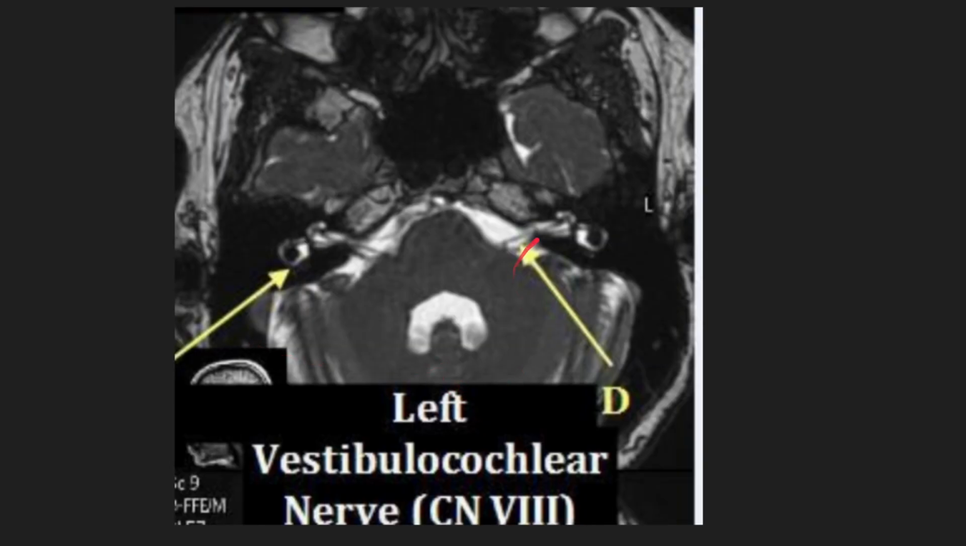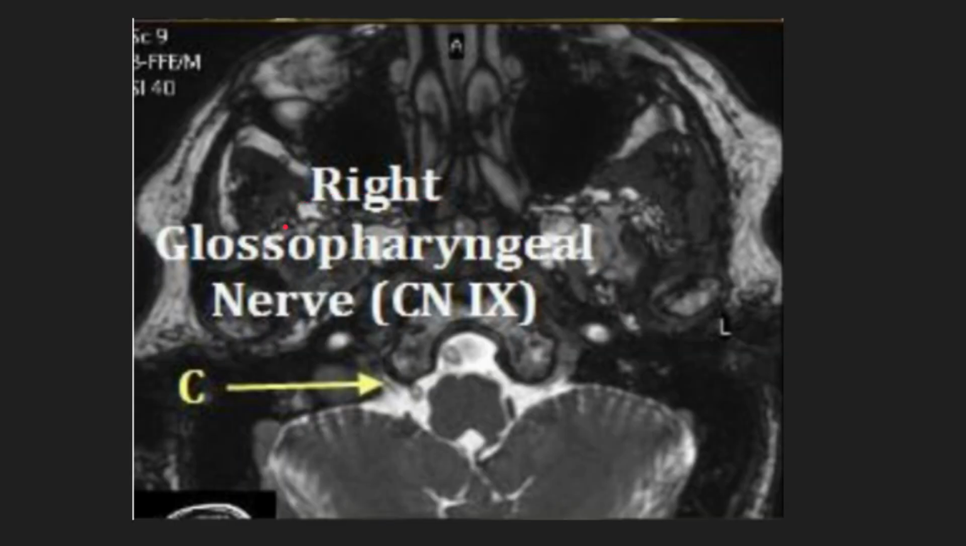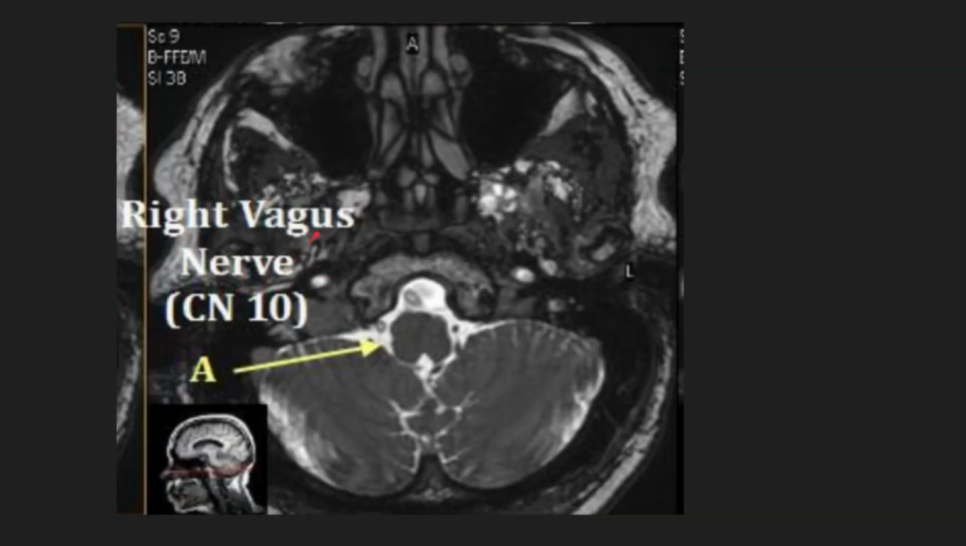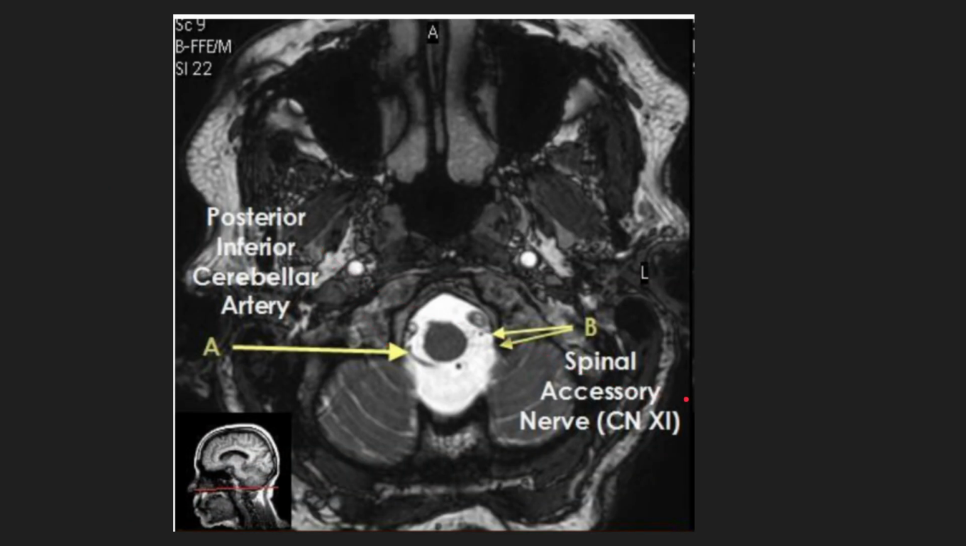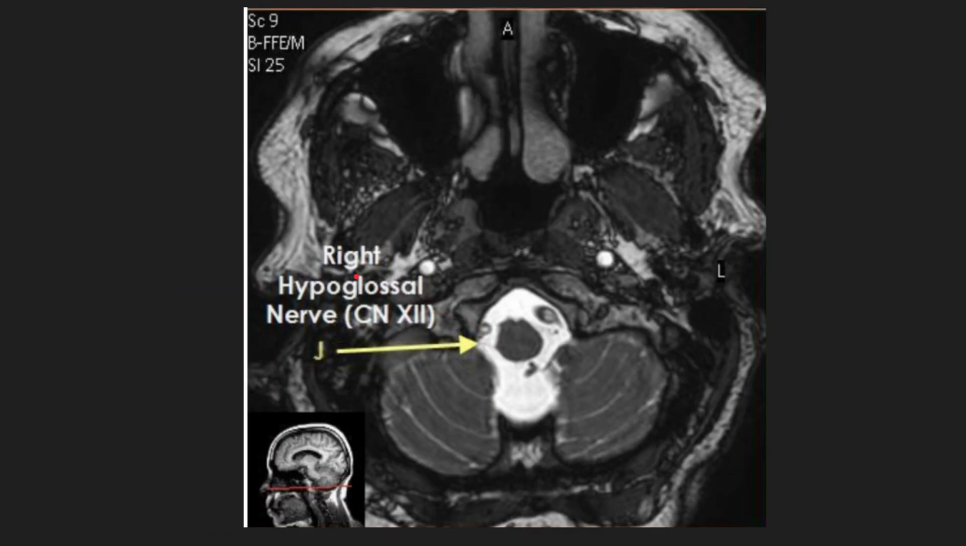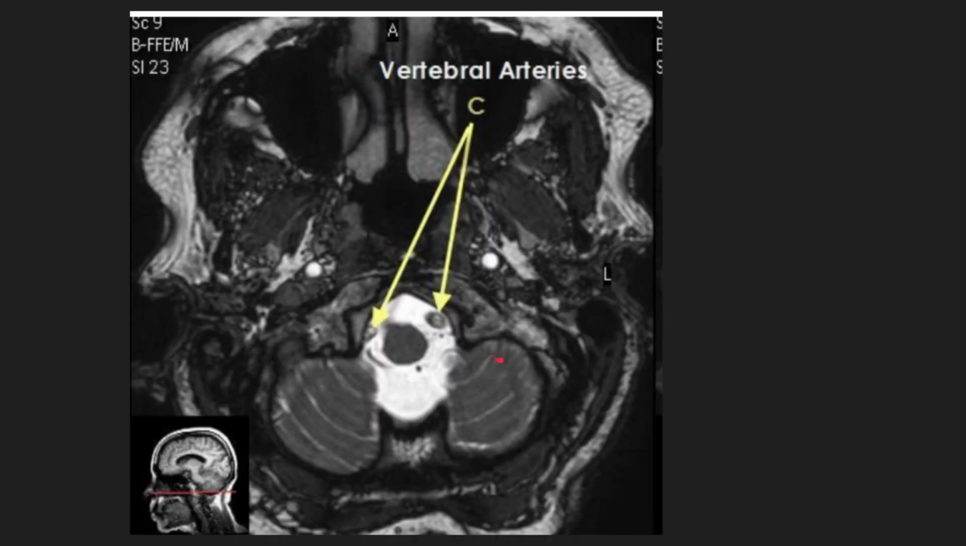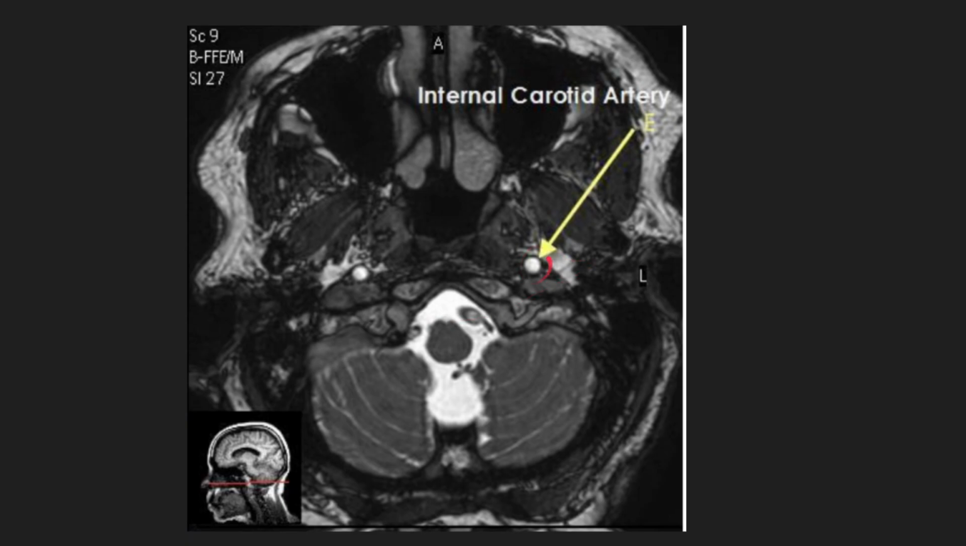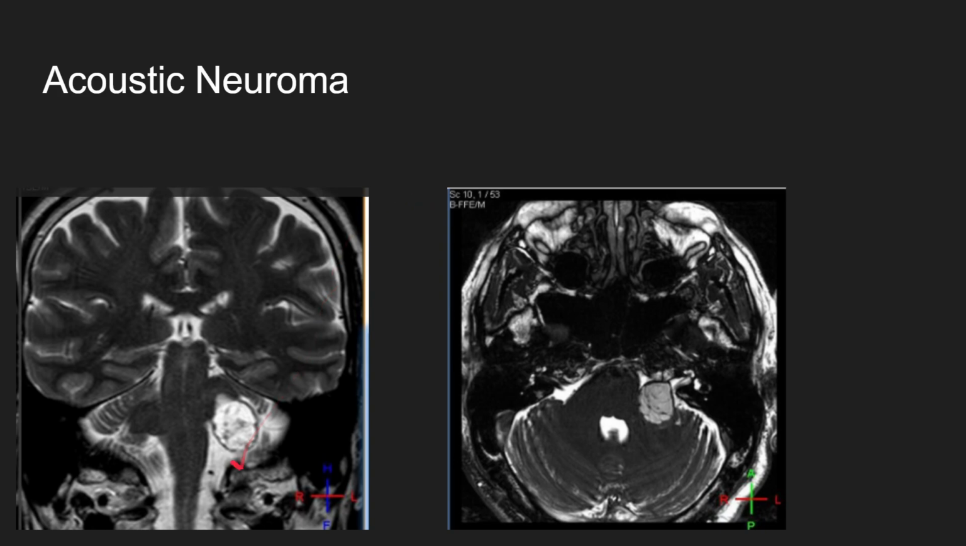Left vestibulocochlear nerve for the 8th. Right glossopharyngeal nerve for 9. 10th is the vagus nerve. 11 is the spinal accessory nerve. And 12 is right hypoglossal nerve. Vertebral arteries coming through the spine here. Internal carotids. So some pathology here, acoustic neuroma.